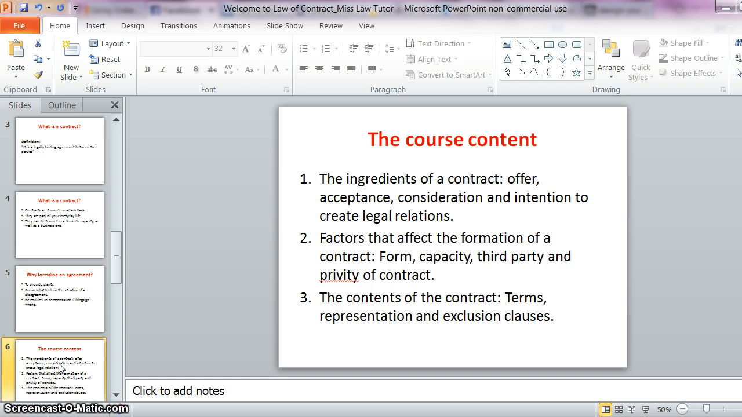And now I'm going to go through the course content, an overview of what's going to be covered. So the first part is going to be looking at the ingredients of a contract. For a contract, certain criteria need to be there. And we're going to be looking at what an offer is.